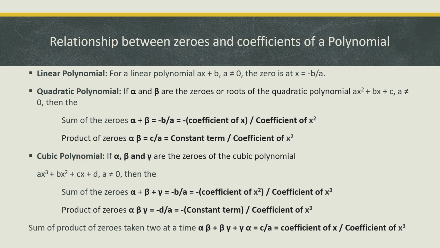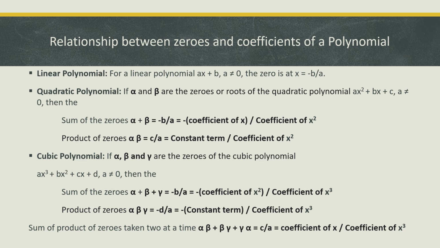Now if it is a quadratic polynomial, we know it can have two zeros. If alpha and beta are the zeros or roots of the quadratic polynomial ax square plus bx plus c, where a not equal to 0, then the sum of zeros, alpha plus beta, is given by minus b by a, which is minus of coefficient of x divided by coefficient of x square. The product of zeros, alpha into beta, is given by c by a, which is the constant term divided by coefficient of x square.